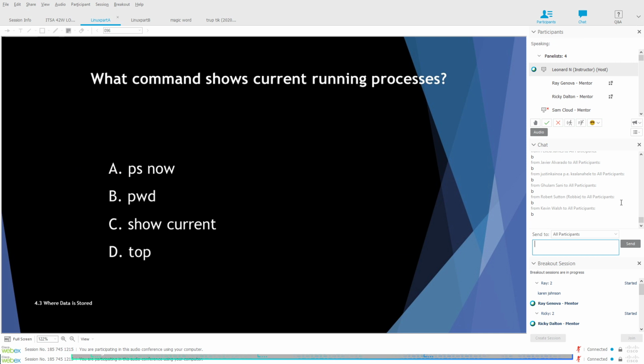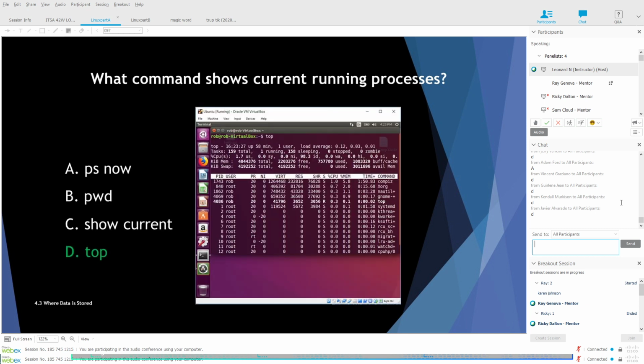What command shows current running processes? Yeah, the top command. If we did ps space dash AX, that would be correct. But there is no ps now command.